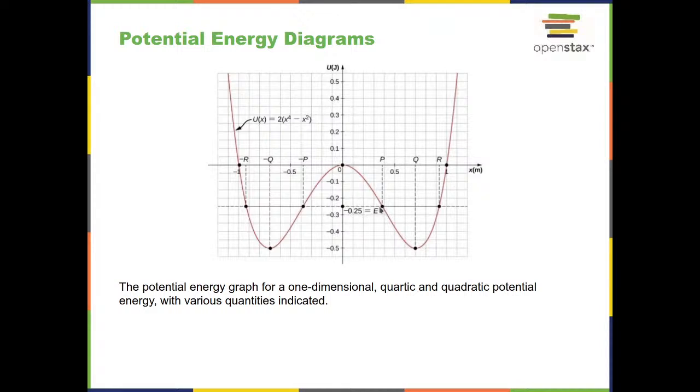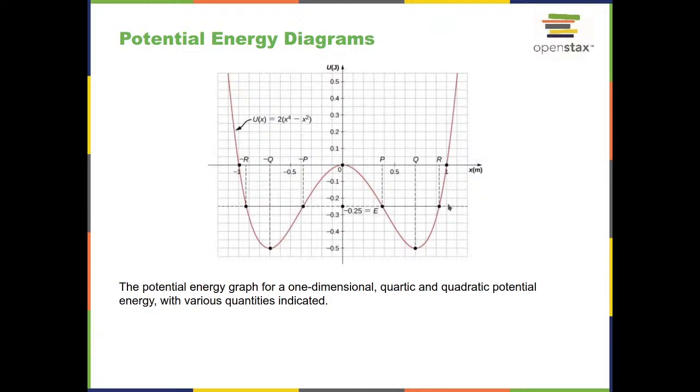So what happens now if we have a total energy that's equal to minus 0.25? So we can identify turning points. There's minus r and minus p, which are turning points. That's where the total energy line intersects with the potential energy curve. So minus r, minus p. There's two other turning points, p and r.